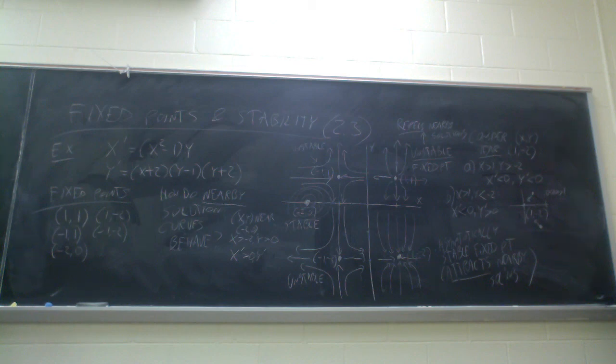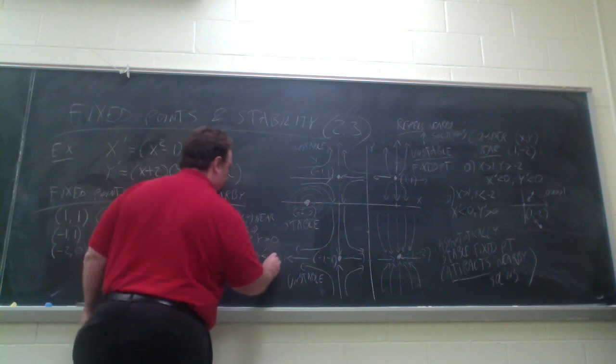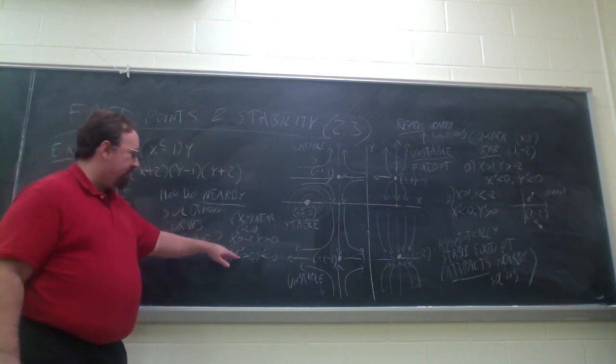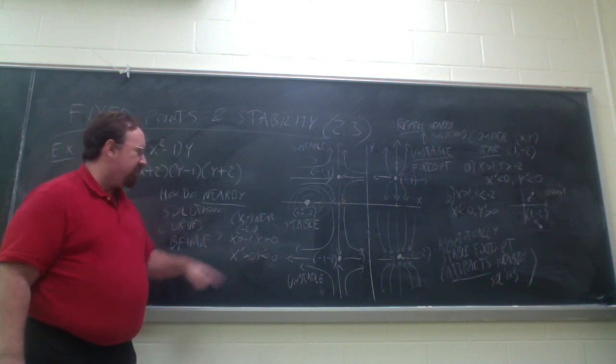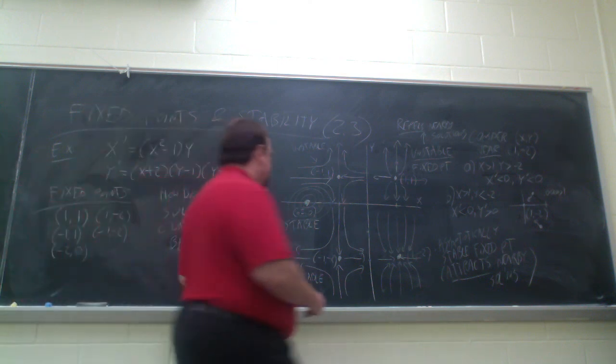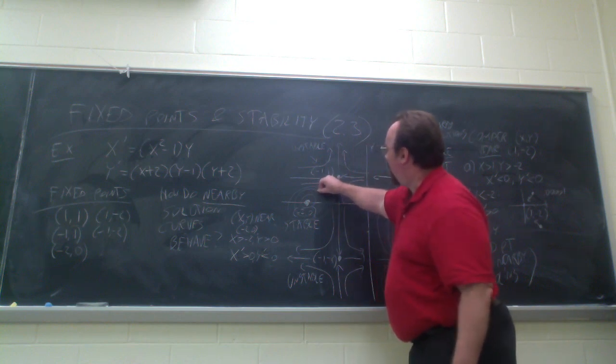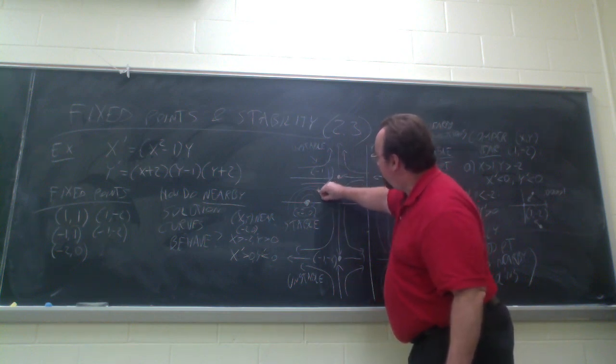y plus 2 is positive, y minus 1 is negative, so negative. Yeah, it's negative. So notice here, there's agreement, which suggests being repelled. Here, the signs disagree, so it suggests attract. So what happens is, the point is up here somewhere, it's actually going this direction.